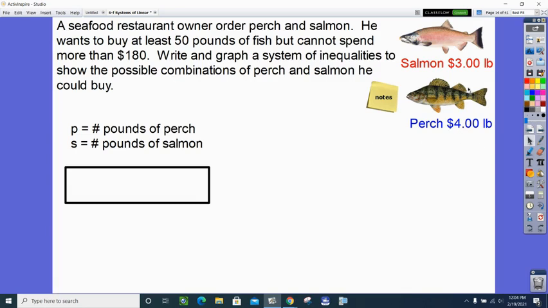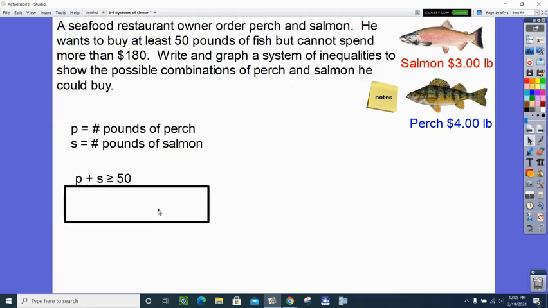To get the money, I hope you noticed over here that we've got some prices. So I'm going to start with the total. So the total pounds, I have to have greater than or equal to 50. At least means 50 or more. So P plus S is going to be greater than or equal to 50. This was like our total equation when we did that packet of problems.